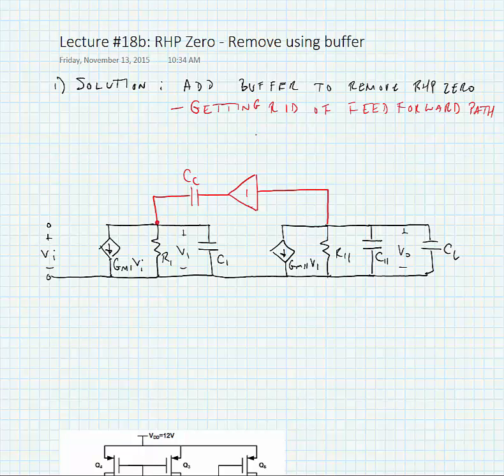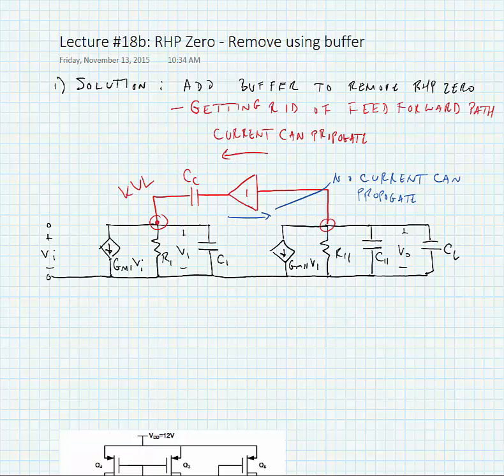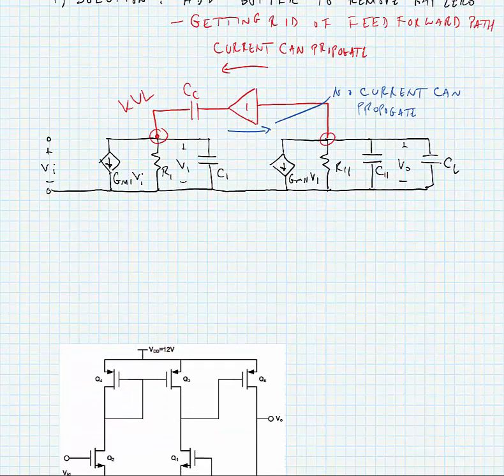Now, an ideal buffer allows current to propagate this way, while no current can propagate in the forward direction. Okay, if we do this, we can, of course, do KVL or KCL as is appropriate at the input and output nodes and solve for a transfer function Vout over Vin. KCL is a little bit easier to do. And if we were to do so, we would find the following situation.